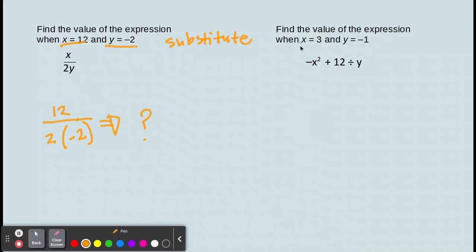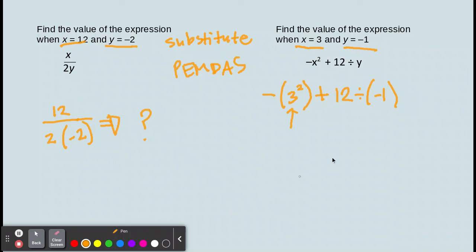On this one here, they're telling us that x equals 3 and y equals -1, and we want to evaluate the expression when those are true. So here we have a negative. What did they tell us? X was 3 to the second power plus 12 divided by a -1. Remember, using PEMDAS, we need to do our exponent first, and then we need to do our division, and then finally our addition.